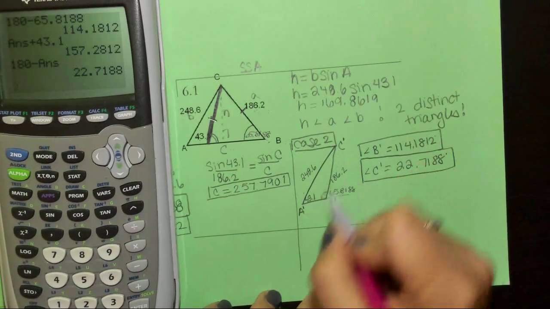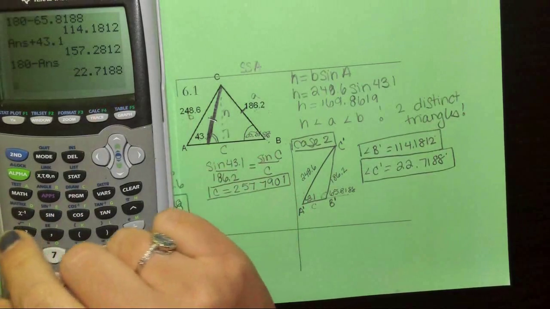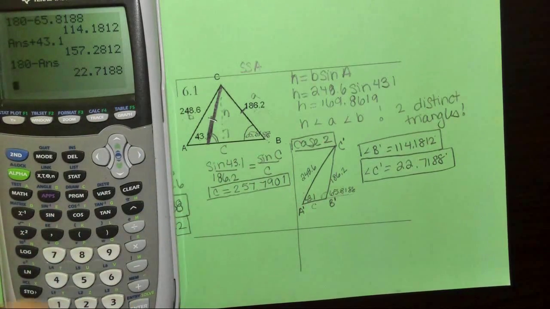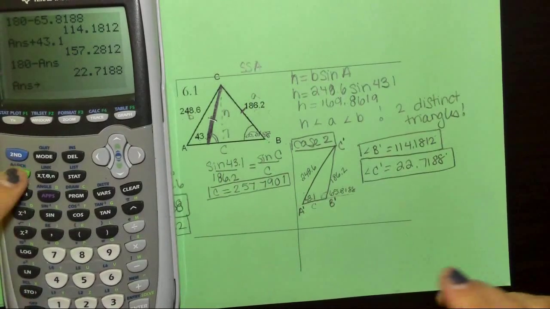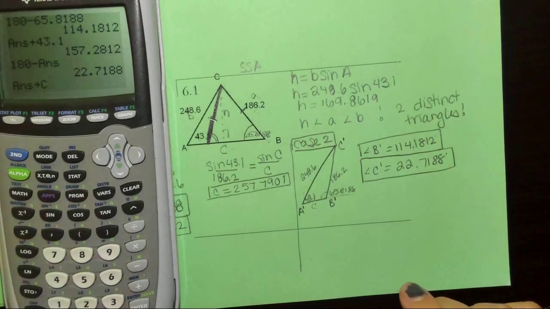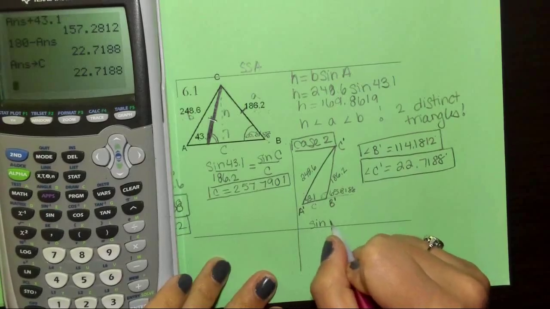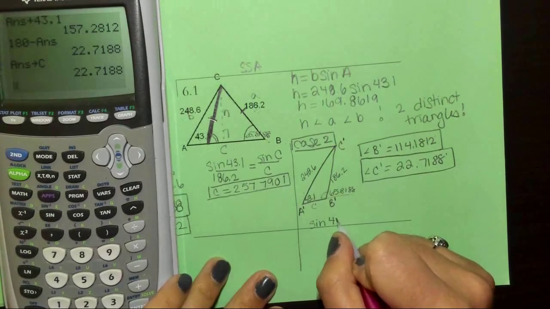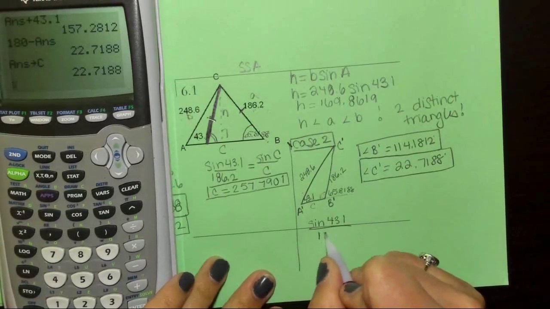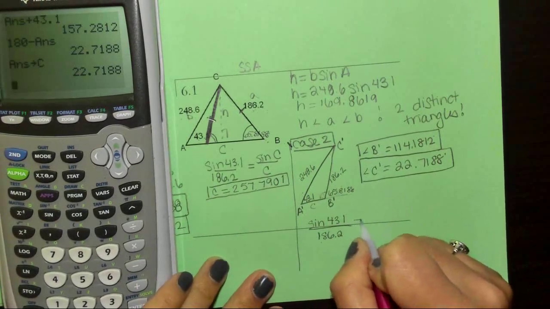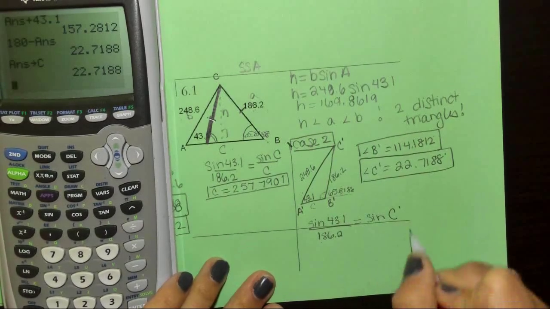Okay. All we're missing is this side value C. So what I want to do is store that value in my calculator for C. So store alpha C. So now I can do the law of sines. Sine of 43.1 over 186.2. Set that equal to the sine of C prime.